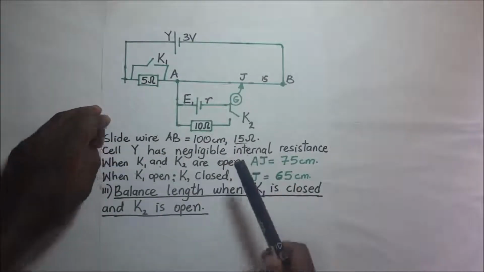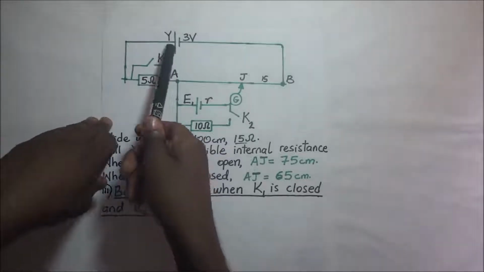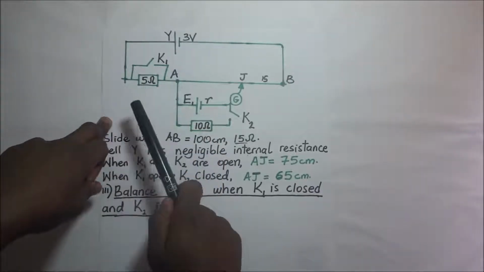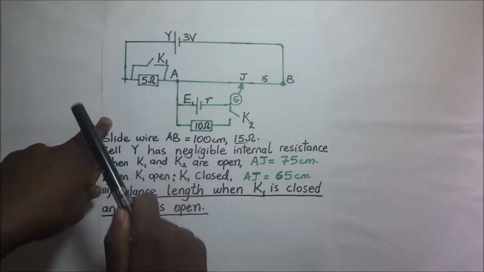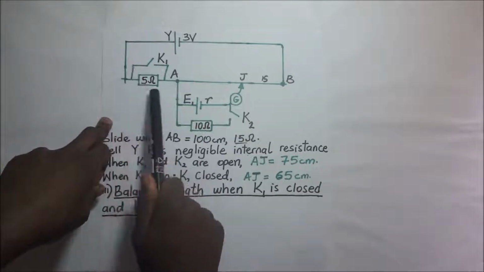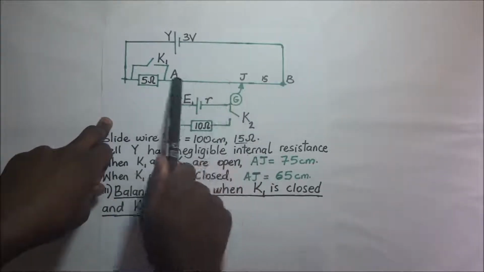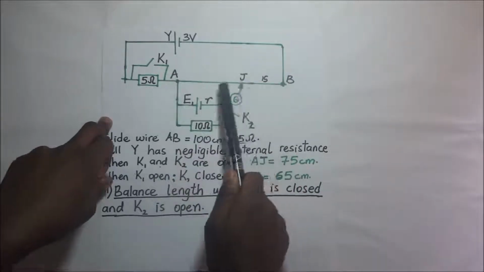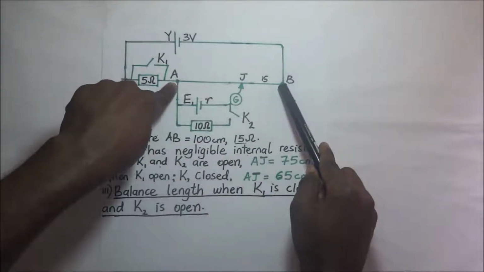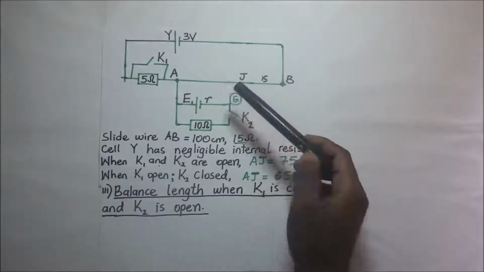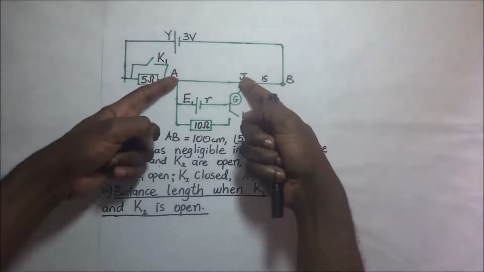So what does that mean? It simply means that the amount of current being drawn out of this 3 volt cell is going to change because the 5 ohm resistor is no longer in the circuit. And if it is going to change, it also means that the PD per unit length here is going to have to change. So we're going to first find the new PD per unit length. When we get the new PD per unit length, then we are able to find the balance length.